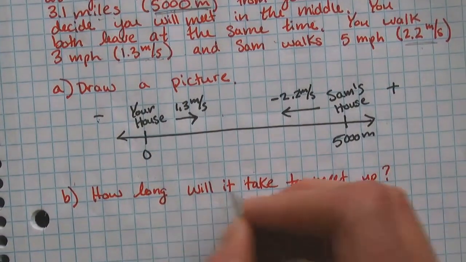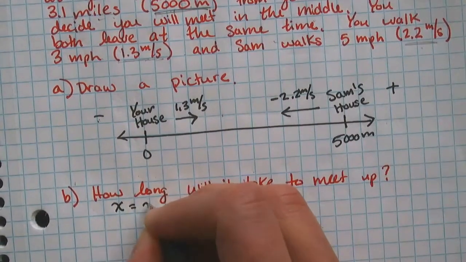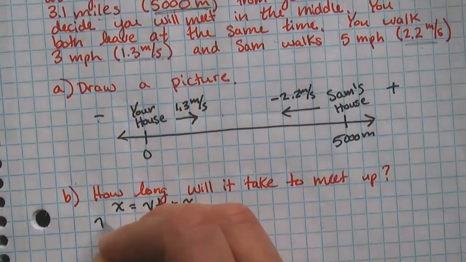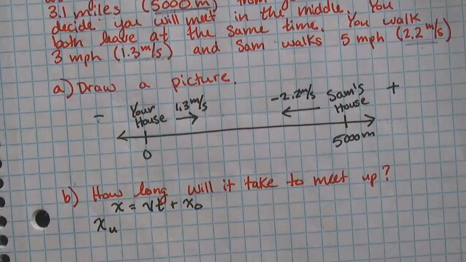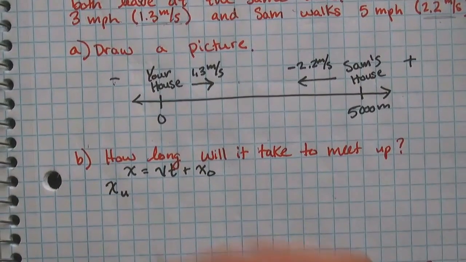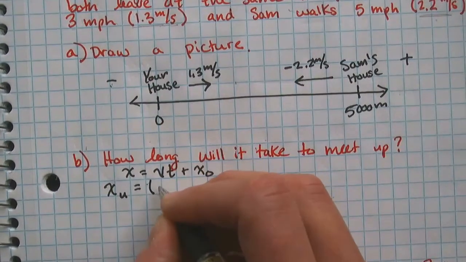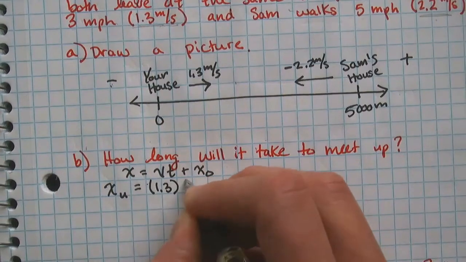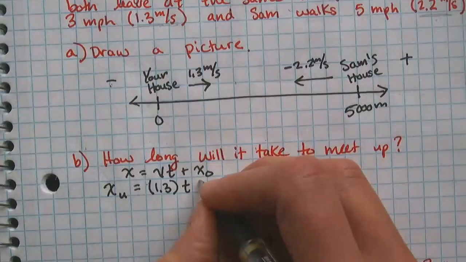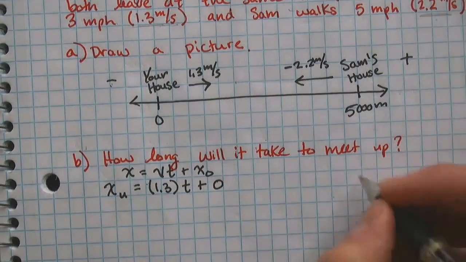So these equations are going to follow the form of x is equal to vt plus x naught. So let's write an equation for you. I'm going to write x subscript u, the letter, to represent your position. So your velocity is 1.3. Leave the t there because we're going to need that variable, plus your initial position, which is 0. So that's your equation.